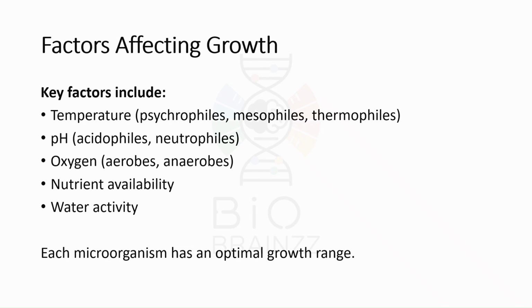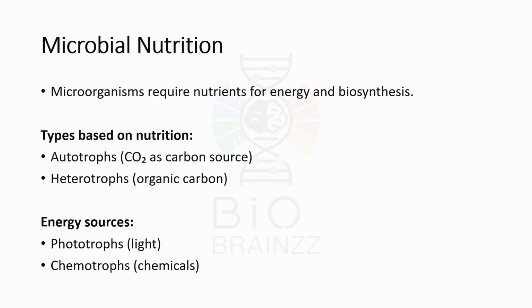Microbial growth is influenced by several environmental factors that determine the rate and extent of growth. Temperature is one of the most critical factors, with different microorganisms adapted to different temperature ranges. Each organism has an optimum temperature range where growth is maximum. Other important factors include pH, oxygen availability, nutrient supply, and water activity. These factors collectively determine the survival and growth efficiency of microorganisms in different environments.